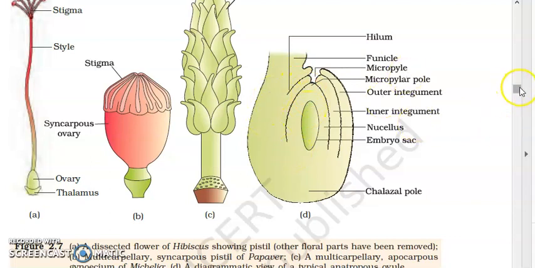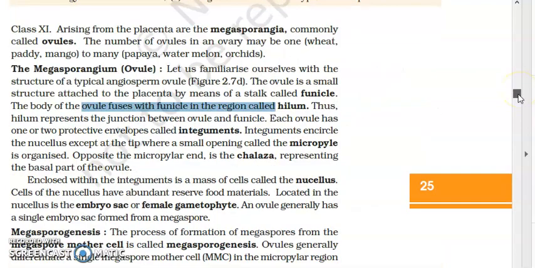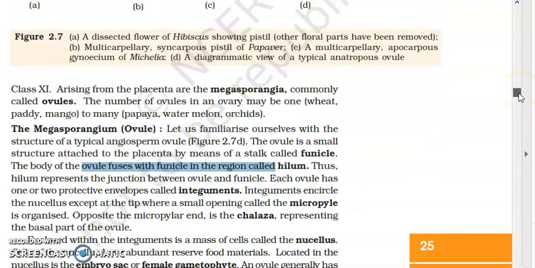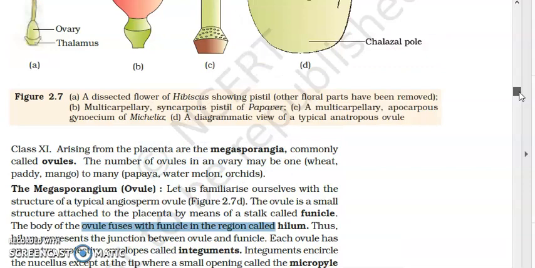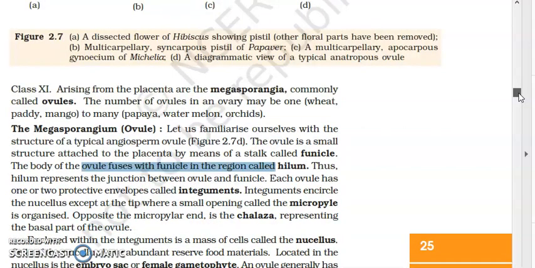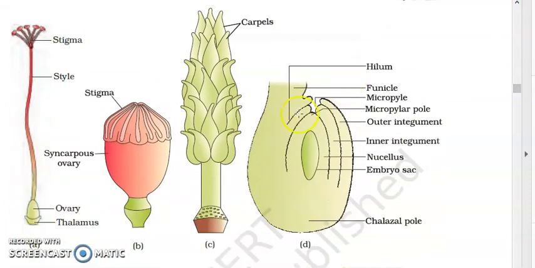So the hilum is the structure which fuses the funicle with the body of the ovule, right? Now, this means the ovule or the megasporangium, because it is going to hold the entire process of megaspore mother cell development, and then from that the functional megaspore, and from the functional megaspore the entire embryo sac, and within the embryo sac you're going to have your female gametophyte. Essentially, we are discussing the development of the female gametophyte.